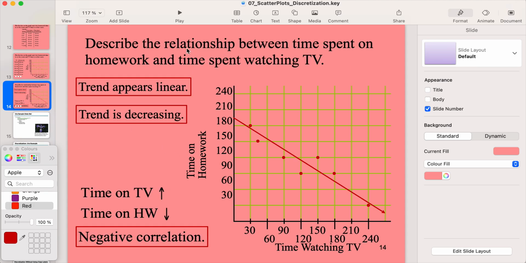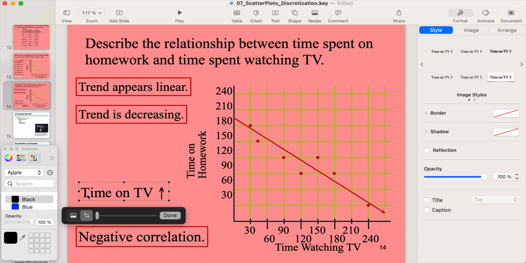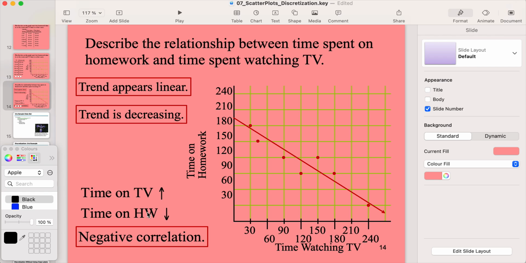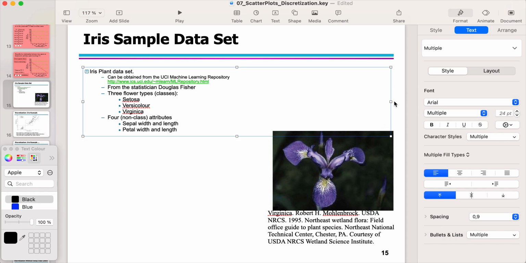Okay, so there appears to be a relationship between the time spent on homework and the time spent watching TV. It is linear as they move. If we draw a straight line, the points can be fitted around the line, and it appears to be decreasing, that is, they're going downwards. So there is a negative correlation. This means students that watch more TV spend less time doing their homework. That's what it means.